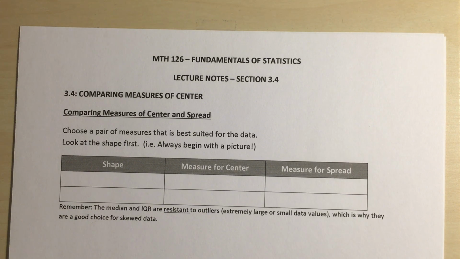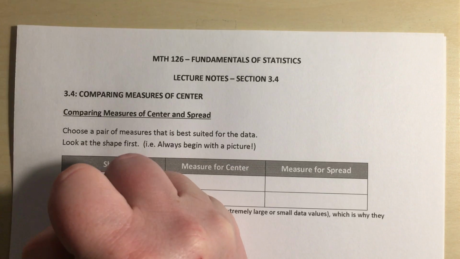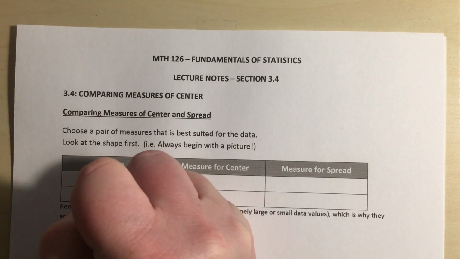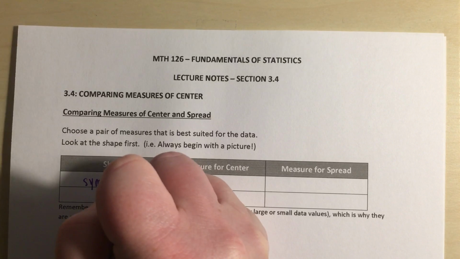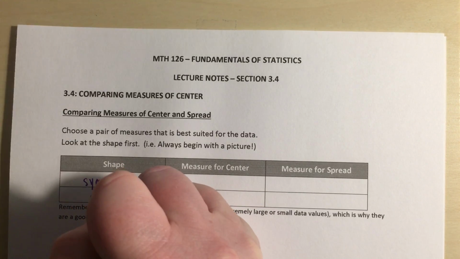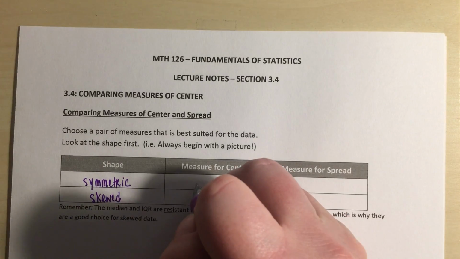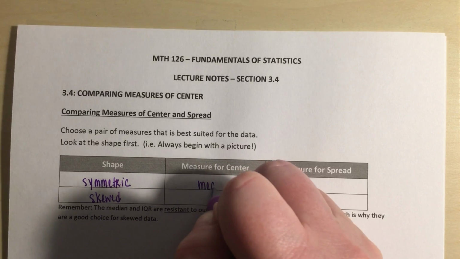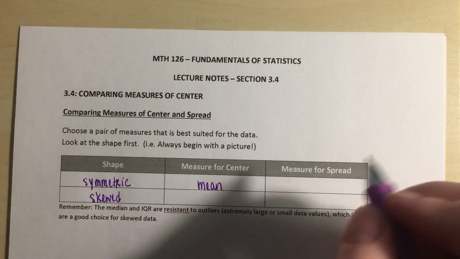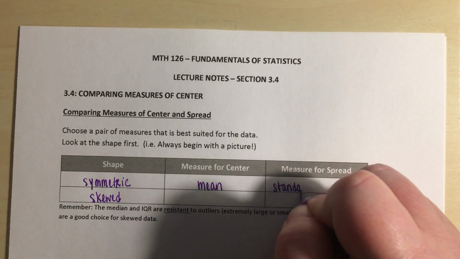So when we're thinking about our data set, we always want to think about what our data set would look like if it were in a picture. So our two main types of data sets that we've talked about are symmetric and skewed. When we're using a symmetric data set, our measure for center is going to be our mean, and our measure for spread is going to be our standard deviation.